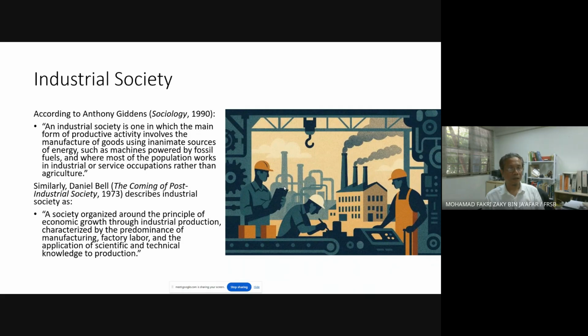Another definition is a society organized around the principle of economic growth through industrial production, characterized by the predominance of manufacturing, factory labor, and the application of scientific and technical knowledge to production. Here, there's another word which can be a title for another lecture. The economic growth, that is something coming out of capitalism, the economic structure that is coming out of or also influencing the rise of the industrial revolution. The focus on growth results in the concept of surplus, the concept of consumption and waste and all that. But that's for another day of discussion.